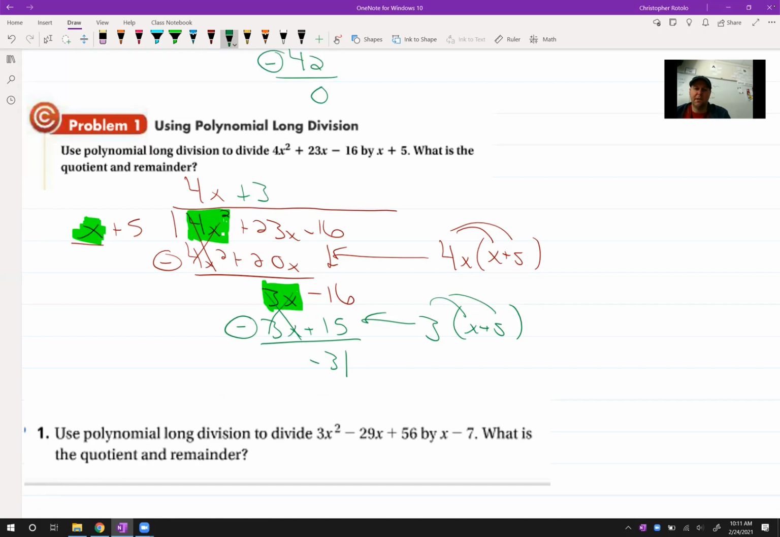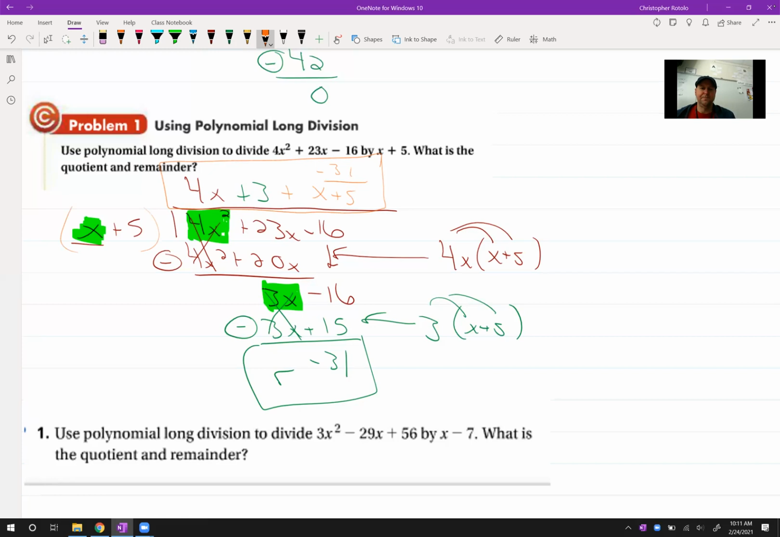That would be the remainder. Okay, so that would be my remainder. How do I write my remainder? I've never done this before. Now what you do is you take plus, take this remainder, negative 31, and put it over top of what we're dividing by, x plus 5. Okay, so this is the way we want to see this answer written out.